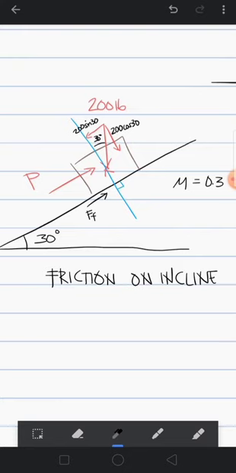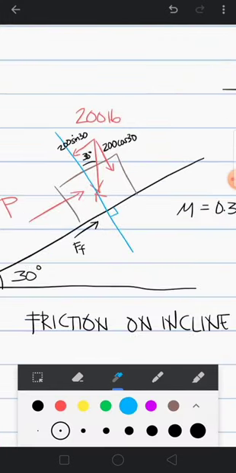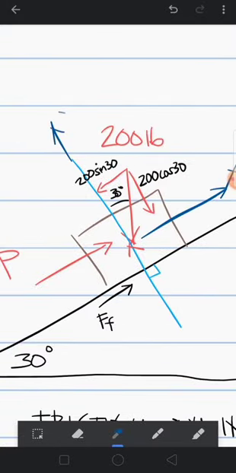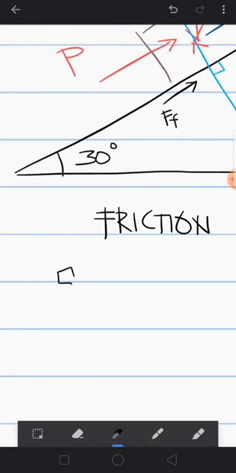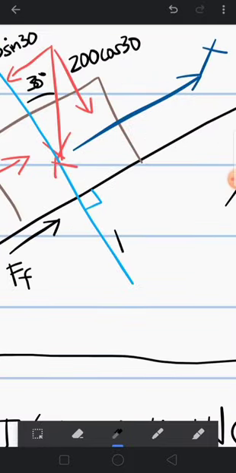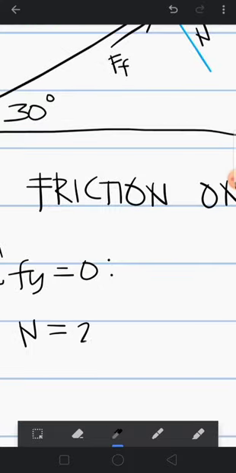By equilibrium, since there is no movement, wala dapat movement in the X or in the Y. Let's say first that this is the X axis and this is the Y axis. Kailangan wala yung movement in the X or in the Y. So the sum of the forces in the Y equals 0. Therefore, 200 cosine of 30 is equal to this normal reaction. This is the N. So N is equal to 200 cos 30.